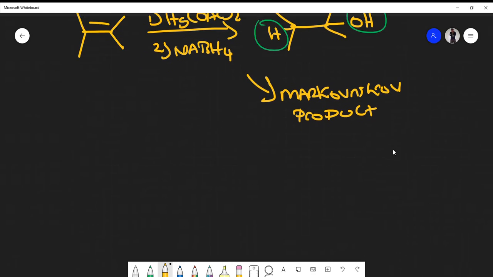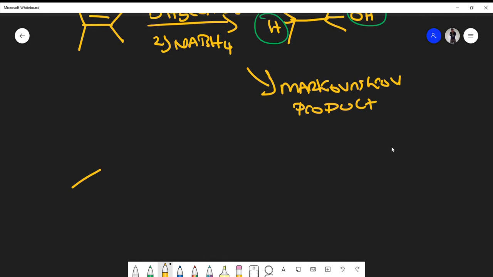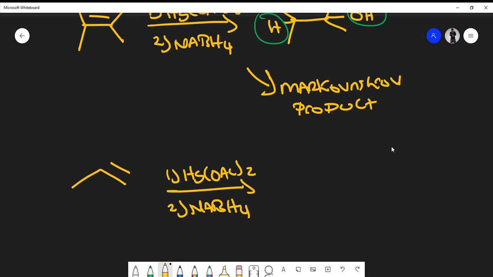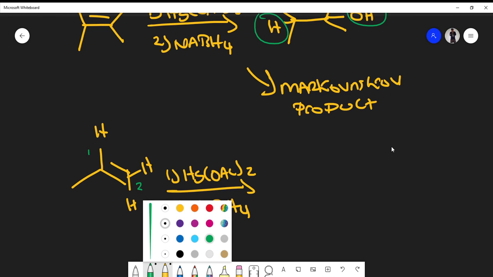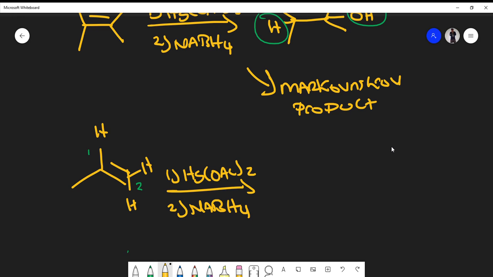So let's look at a couple examples. If I take this molecule and I add the reagents, and in the second step I add sodium borohydride as a reducing agent, what is the product of this reaction? Well, the first thing I want you to do again is note that across the double bond we have carbon 1, and let's say this is carbon 2. Carbon 1 is more substituted because it has one less hydrogen.